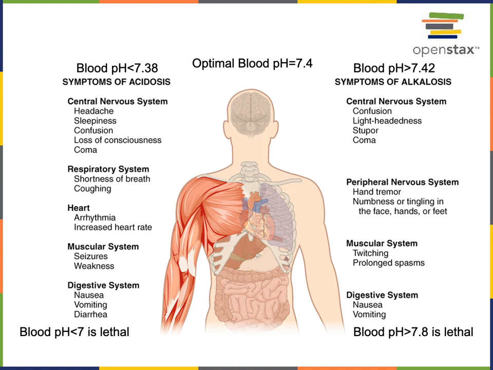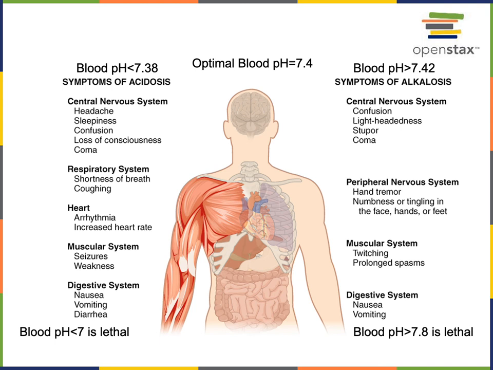If blood pH falls further and below 7, ultimately organ dysfunction will cause death. Similarly, if the blood pH is too high, above 7.42, it will also disrupt the functions of organ systems and is a condition known as alkalosis. So alkalosis will also disrupt the functions of the nervous system and can lead to twitching or trembling.